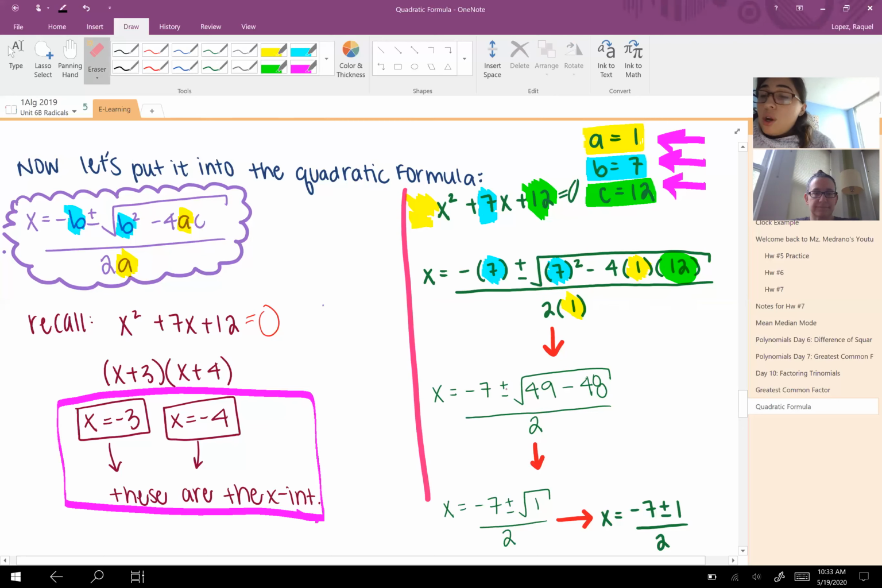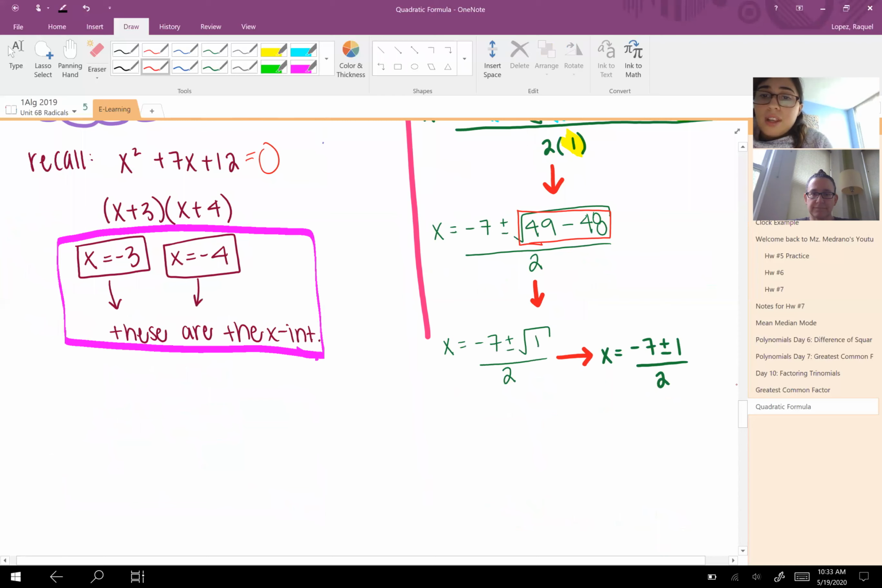All right, so now that we know where the numbers in this second row are coming from, I can simplify it even more. Now I'm going to zoom in on the numbers underneath the radical. 49 minus 48, I know what that is. That's just 1, so that's where this 1 is coming from. And then from there, I know the square root of 1 is just 1.